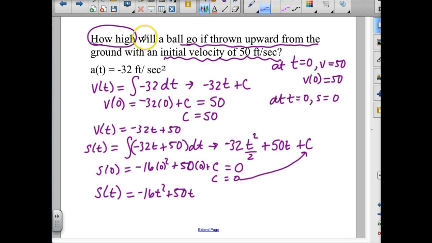And we want to know how high the ball will go if thrown upward from the ground with an initial velocity of 50. So think about a ball, it's getting thrown up, and then it comes back down. We want that maximum point. So we want the maximum of this. Think about your steps of finding the maximum of something. To maximize this, we want to take its derivative. Well, we already have that. That's right here. So take your derivative, set it equal to 0.